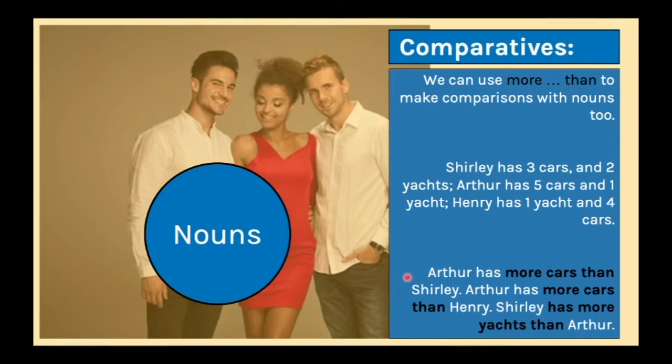For example, Arthur has more cars than Shirley because Arthur has five cars and Shirley has three. Arthur has more cars than Henry because Arthur has five cars and Henry has four. But Shirley has more yachts than Arthur because she has two yachts and Arthur only has one. That's how we can make comparisons using nouns.